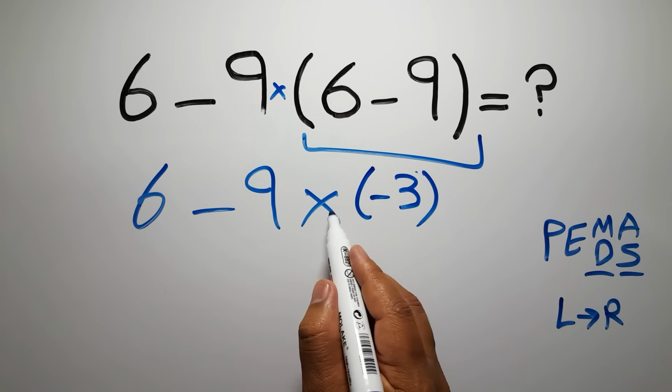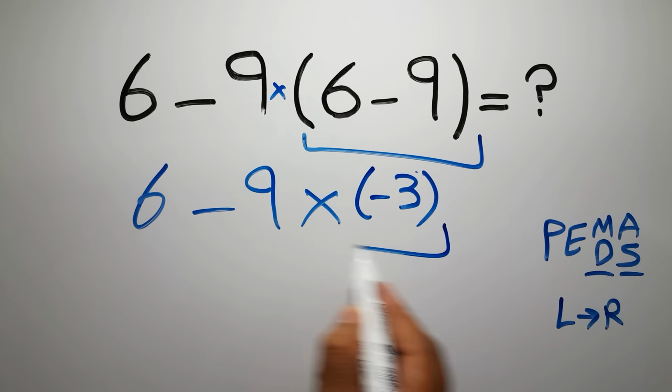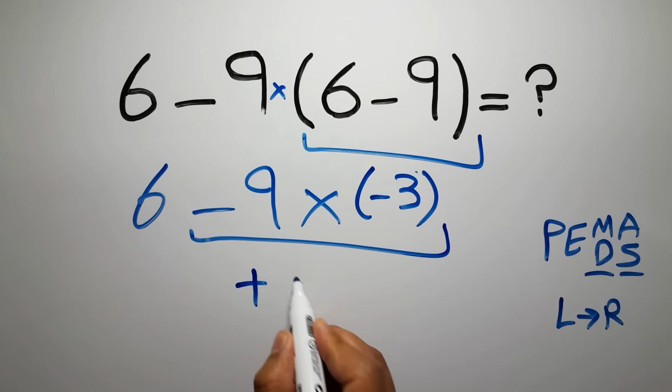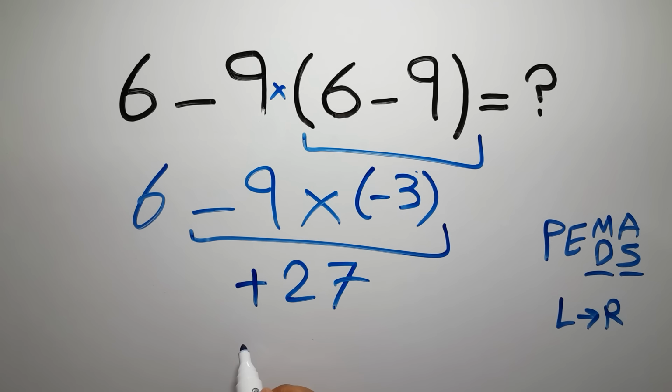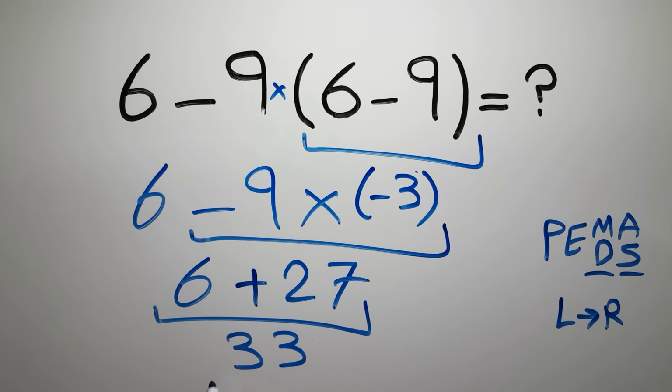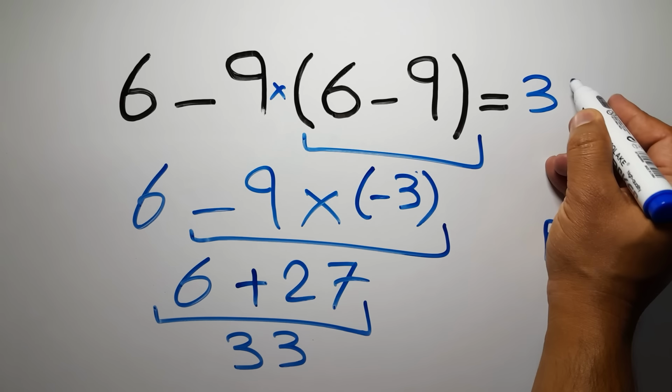Negative 9 times negative 3 gives us positive 27. So we have 6 plus 27, which gives us 33. And this is our final answer to this problem. The correct answer is 33.